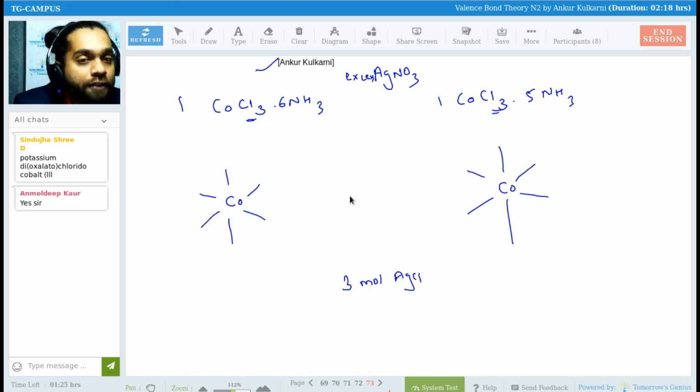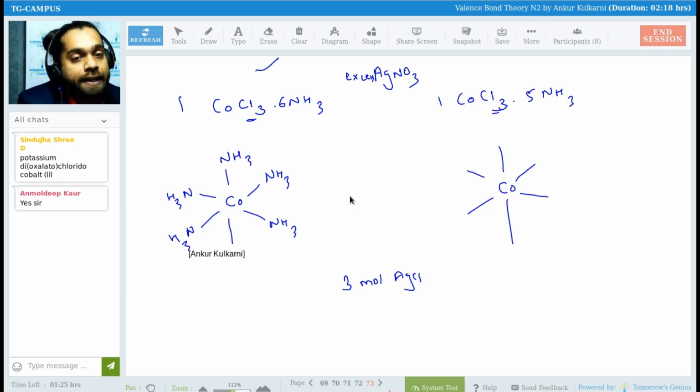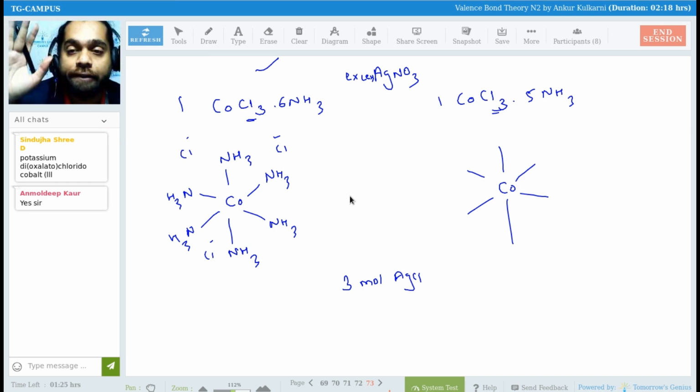But only in the first case we got that, because all the 6 bonds had ammonia. That is the secondary valency. Directly attached is your secondary valency, ammonia. Chloride was just roaming around there. So Ag came and took out all the chloride with it.